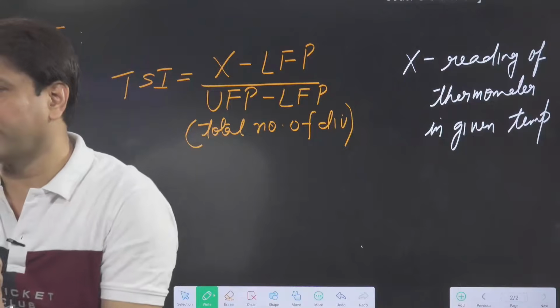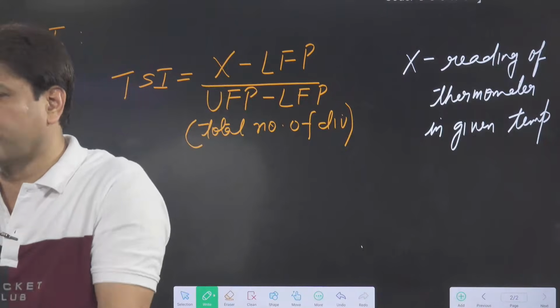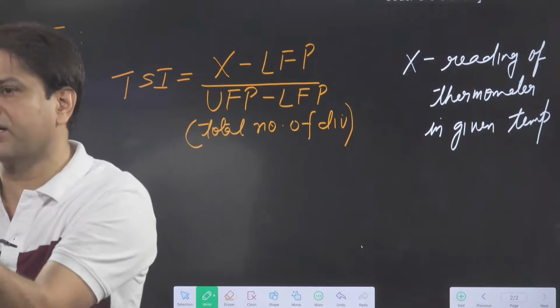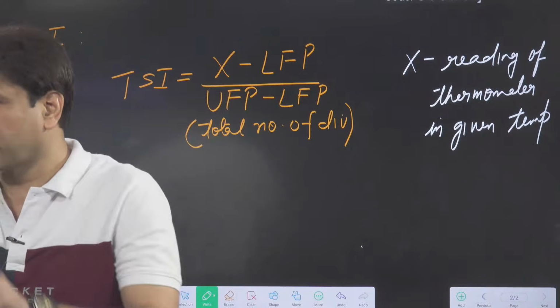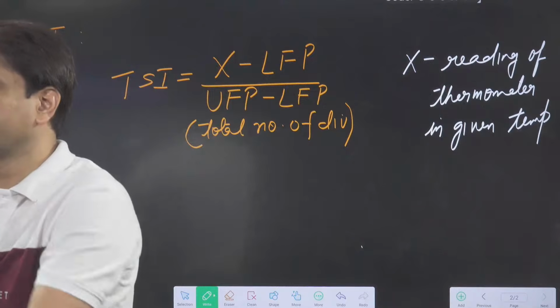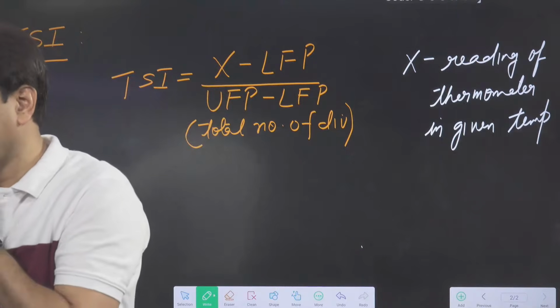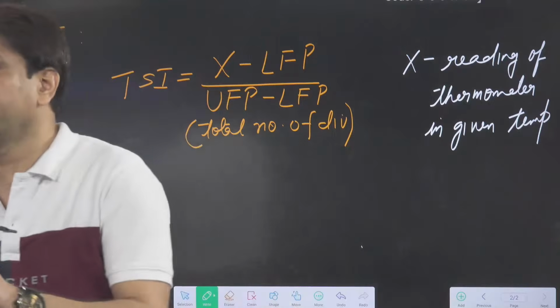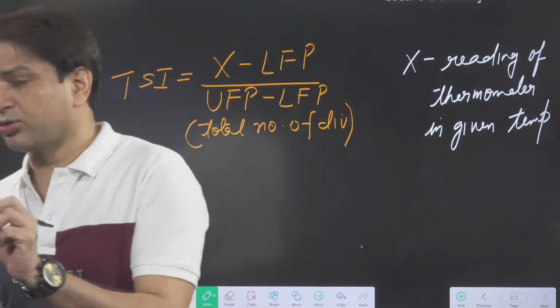So we are defining one quantity where we are using two reference temperatures. What is that quantity? Thermometer scale identity. What is the thermometer scale identity? X minus LFP upon the total number of divisions, or we can say UFP minus LFP. How are we using this TSI?